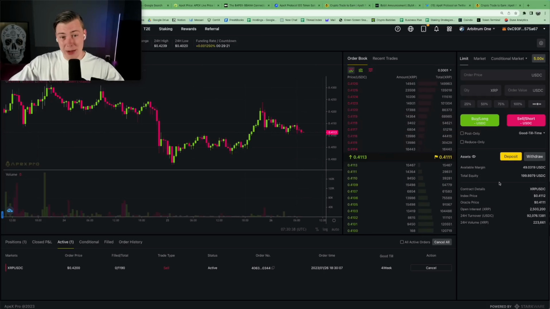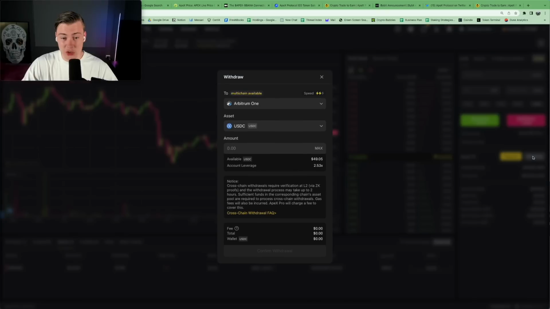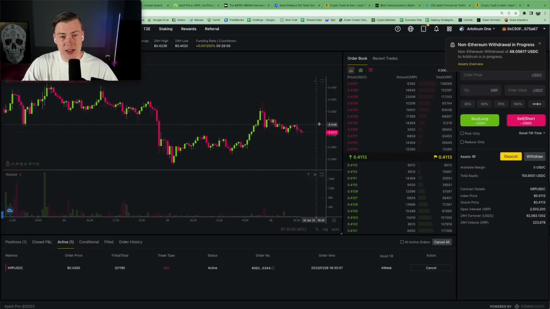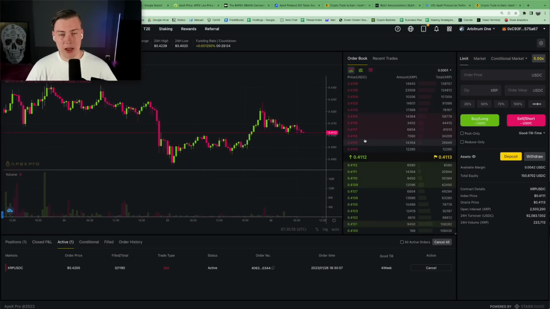And whenever you want to take money out of the exchange, all you need to do is hit withdrawal. Let's say I want to take all my remaining capital off the exchange, and I want to withdraw my remaining $48. All I need to do is press confirm withdrawal, and then it automatically withdraws back into my wallet from the Arbitrum network. So it's super easy to deposit, super easy to withdraw, and quick to do so.